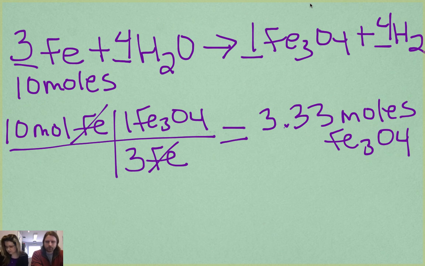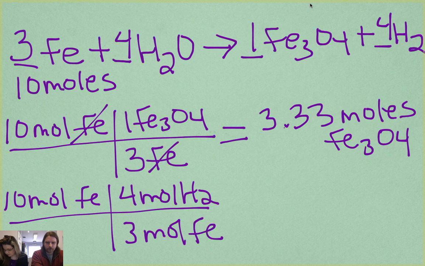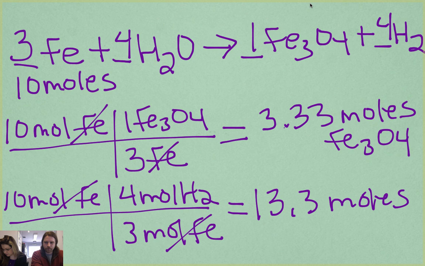Okay. And let me see if I can squeeze this on the bottom. So again, if I start with 10 moles of iron, how much hydrogen gas would be released? I would have 4 moles of H2, so hydrogen, because it's what you want, over 3 moles of Fe. Iron's what you're trying to get rid of. So then again, these cancel. 10 times 4 divided by 3, which looks just like the water, will be 13.3 moles of H2.